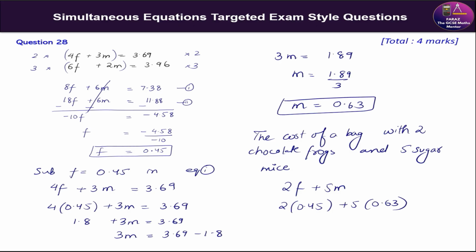That's 0.45 is the cost of one chocolate frog, and m is the price of a sugar mouse. So one sugar mouse costs 0.63. 5 sugar mice would cost 5 times 0.63. So this would give me 0.9 plus 3.15, which adds up to 4.05 pounds. So the final answer is 4.05. That's a nice, neat 4-mark problem using simultaneous equations in a sweet context. Really great one for practicing solving and substituting with real life meaning.